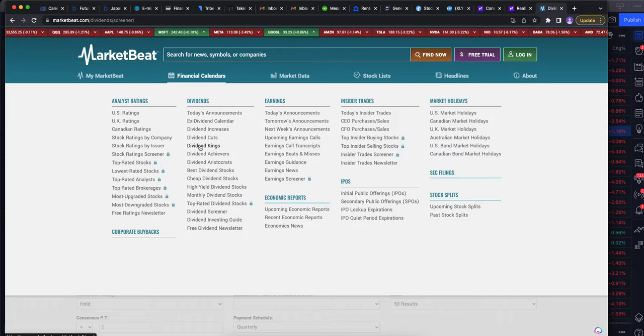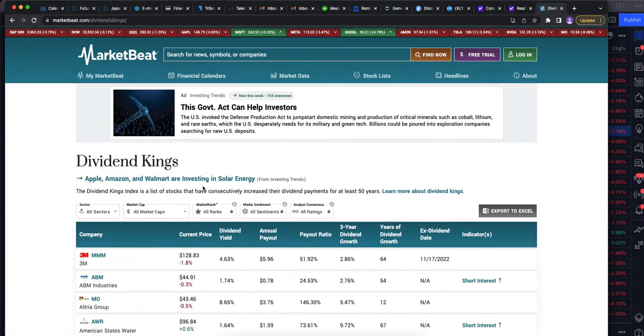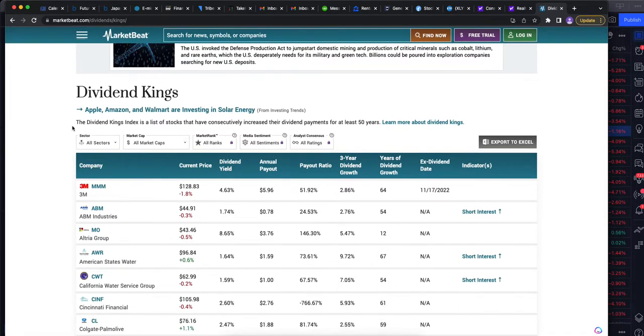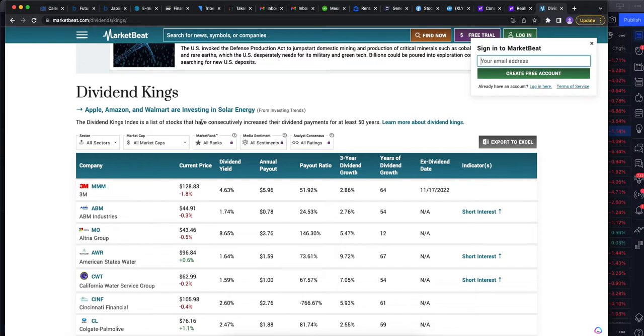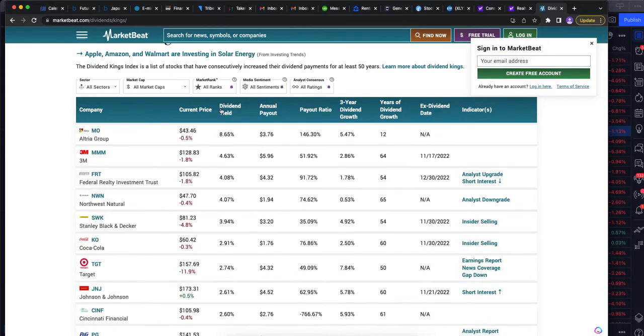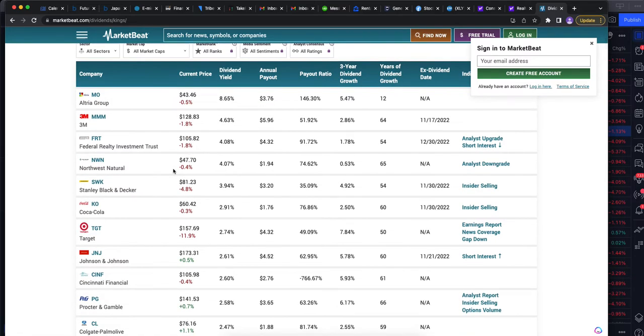Dividend Kings is what I was trying to talk about. Dividend Kings and Dividend Aristocrats. Those are both the ones I was trying to talk about. Dividend Kings, boom. These are companies on an index list of stocks that have consecutively increased their dividend payments over the last 50 years. These are the most solid dividend paying companies. All right. Altria Group, huge. 3M, huge.